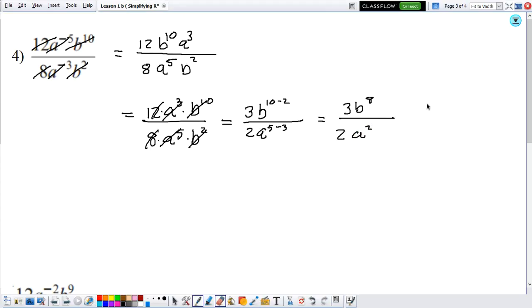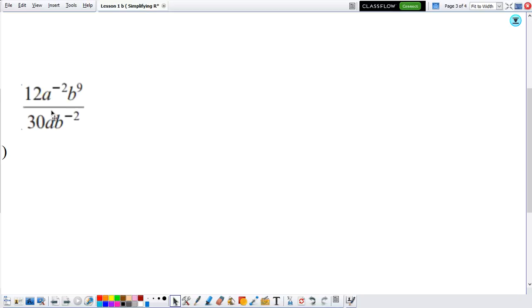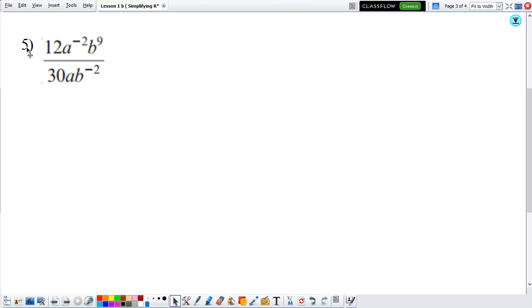Let's rewrite that. That's better. Notice that all of my exponents are written in positive form, so that's my final answer. So let's look at our final example here. Now again, if you notice anything that is being written as a negative, let's just rewrite it as a positive.